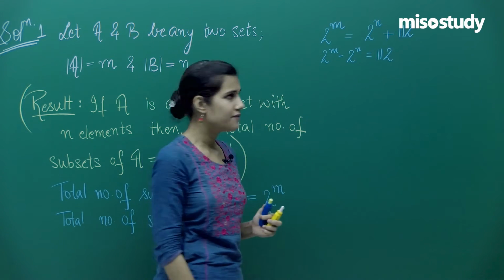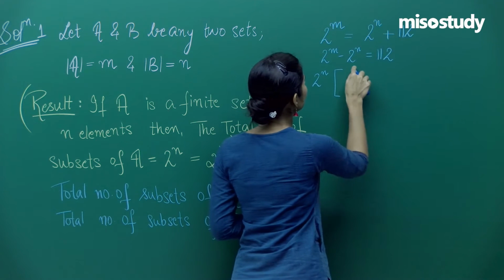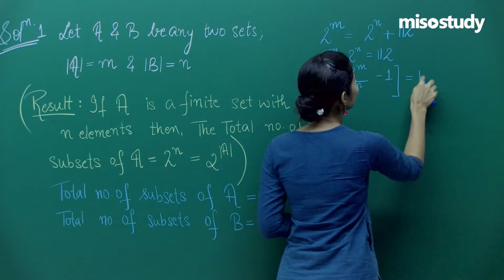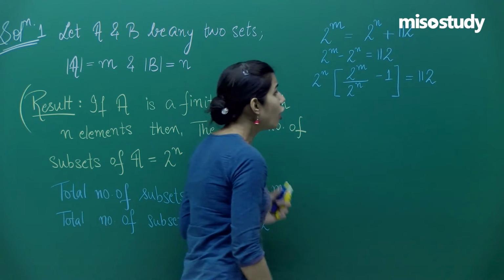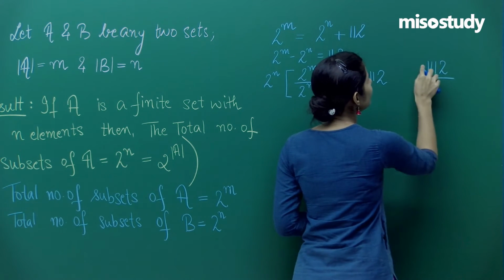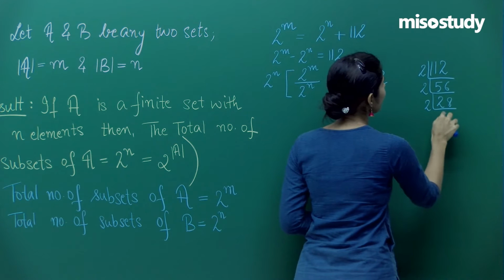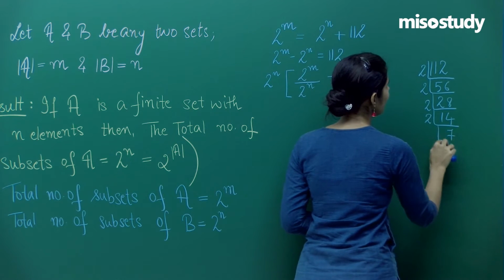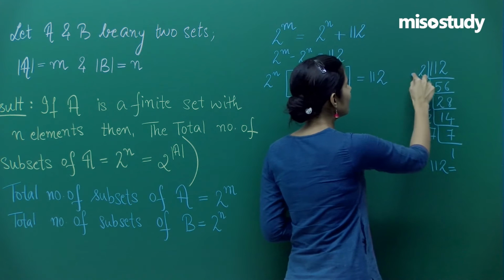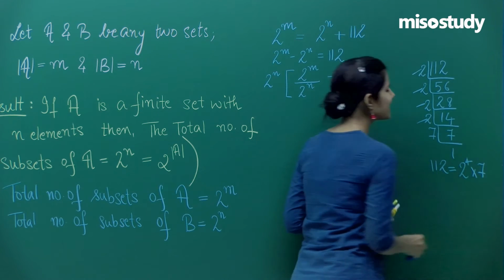Just bring 2 to the power n to the left hand side. Now my task is to bring 2 to the power n out common. What you are left with is 2 to the power m upon 2 to the power n minus 1 is equal to 112. We all know how 112 is factorized. If I try to factorize it right here, we know 2, 56, then again you can factorize it, then again, and in the end you get a 7. And therefore 112 can be written as 2 times 2 times 2 times 2, that is 2 to the power 4, multiplied by a single 7.